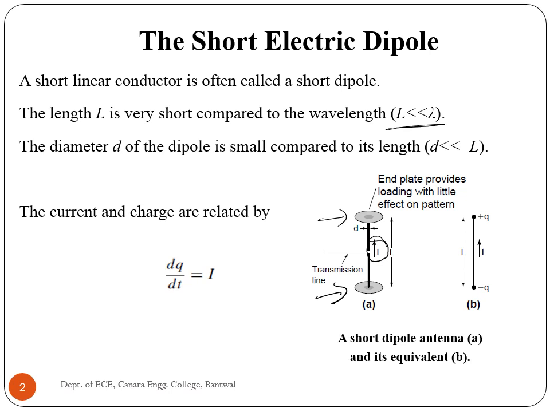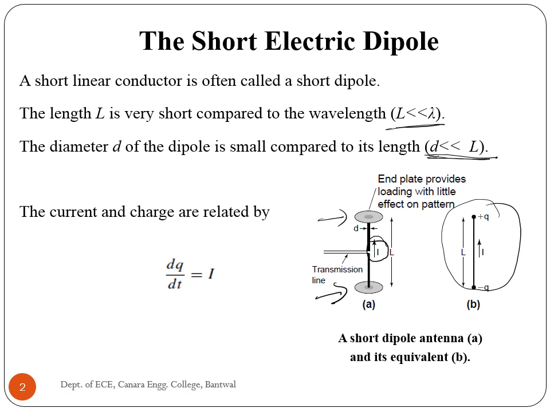It is assumed that the transmission line does not radiate and therefore its presence is disregarded. Radiation from the end plates is also considered to be negligible. The diameter D of the dipole is small compared to its length. Thus, we may consider that the short dipole appears as in figure B.